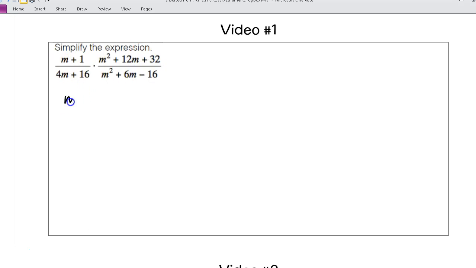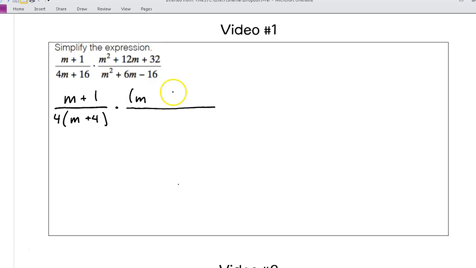So there's nothing to factor in the first numerator, so that's m plus 1. And then I can factor a 4 out of the first denominator, so I'm going to factor that 4 out, and I'm left with m plus 4. And then I'm going to multiply, and I've got these two trinomials that I'm going to factor.